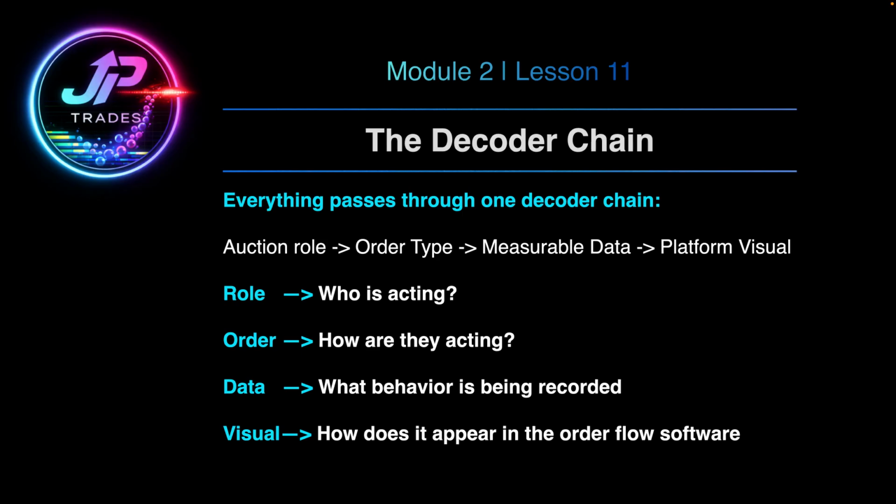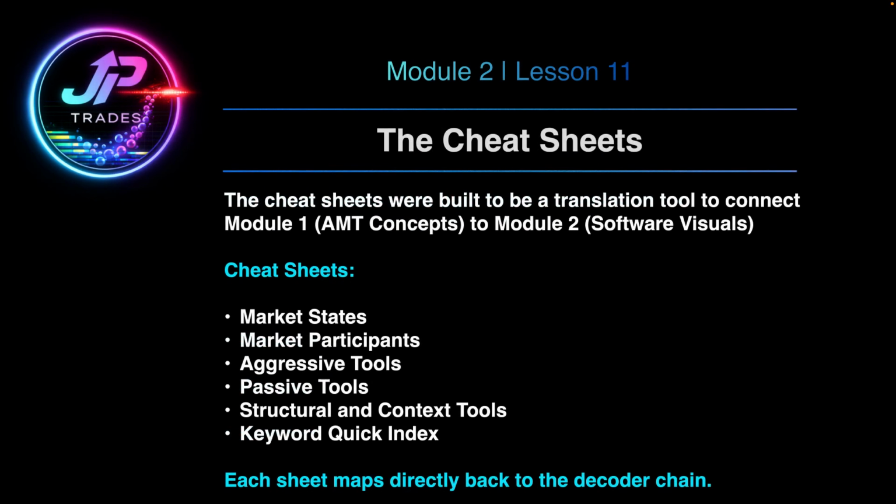So when you can run through that chain automatically in both directions, from the visuals back to the role and from the role forward to the visuals, nothing on your chart feels disconnected anymore. It becomes structured, it becomes readable. So these cheat sheets are built around that chain. Every sheet, every row, every tool maps back to this. So these are not summaries of what you already watched and what you already learned. They're the connective tissue between language you learned in Module 1 and the visuals you saw in Module 2.